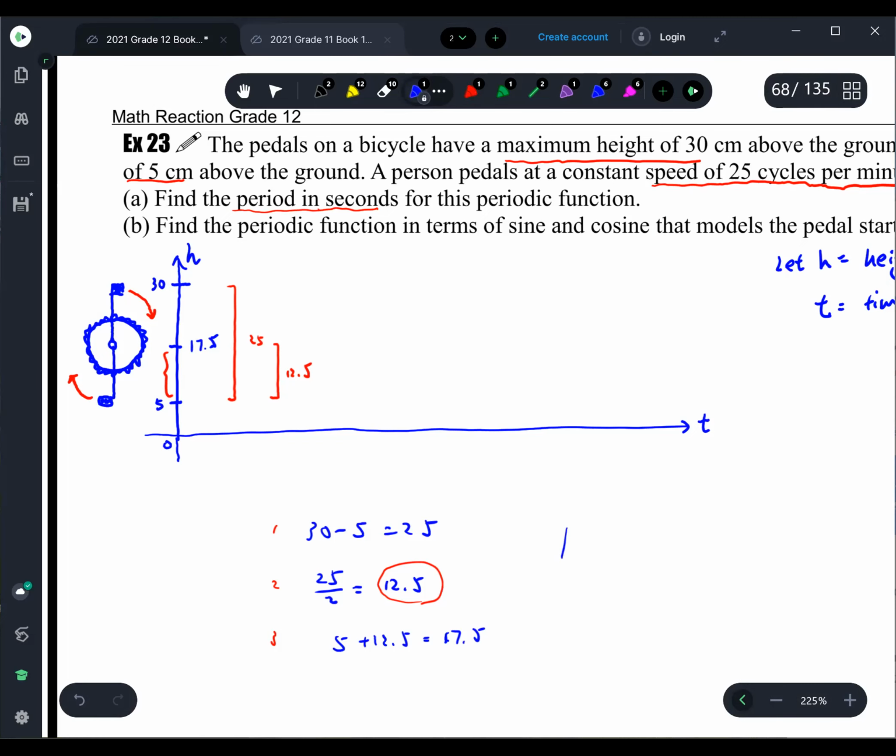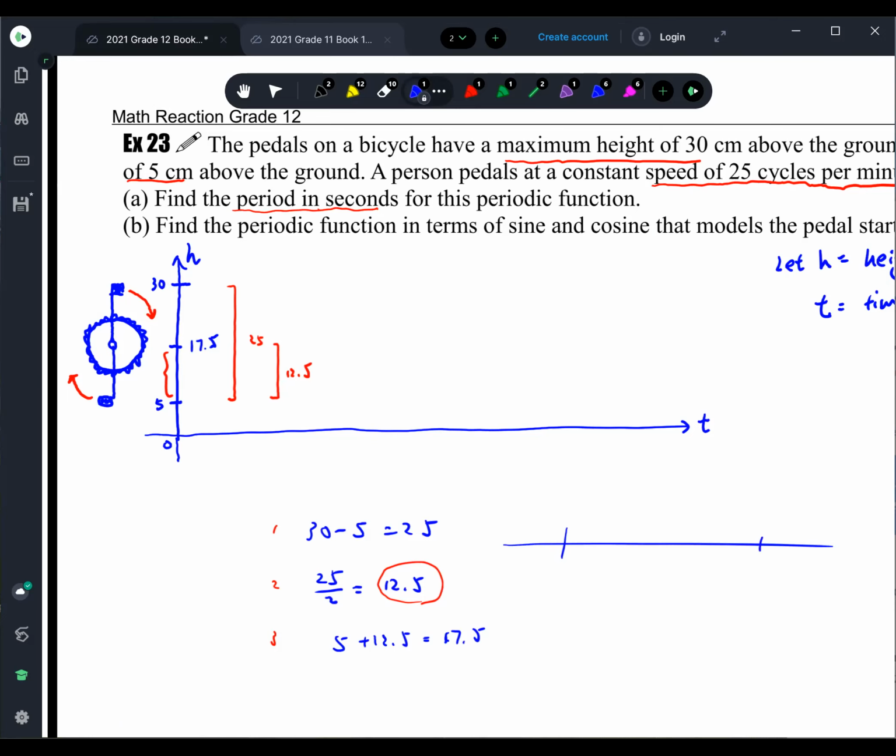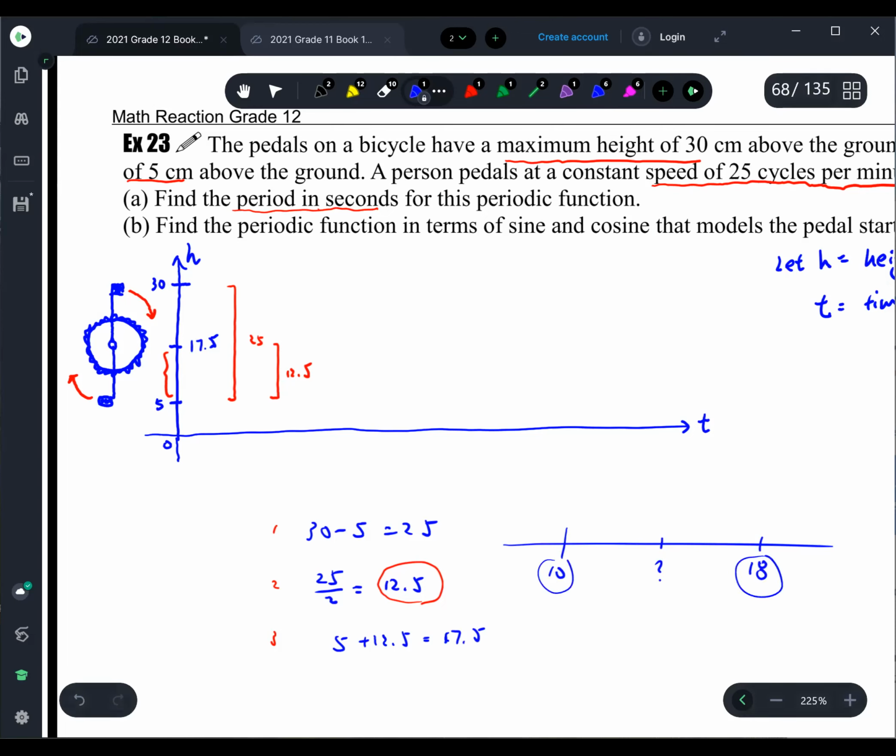So you can also think about it this way. If we have, here on the x-axis, 10 and, let's say, 18, what will be the middle location? Caleb? If we have 10 and 18 on both ends, where is the middle? 14. 14, okay. How do you find the 14 then?